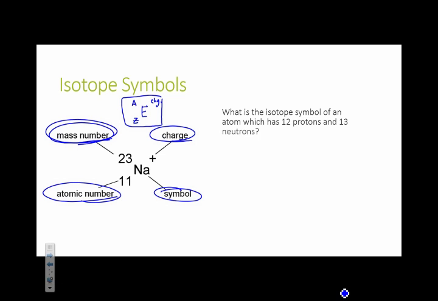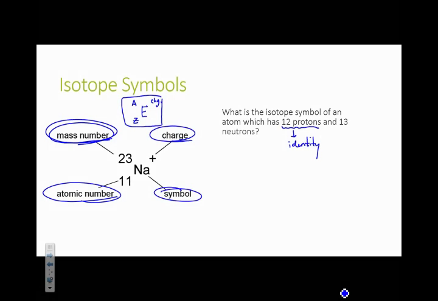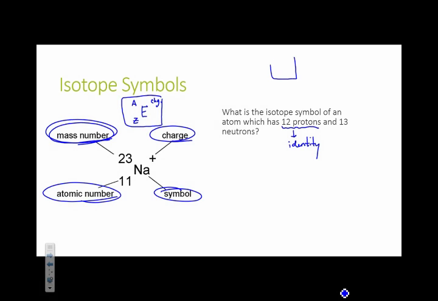What is the isotope symbol of an atom which has 12 protons and 13 neutrons? The 12 protons is going to tell me the identity of the atom, because protons tell me the identity of atoms. The neutrons don't, right? We just illustrated the fact that my number of neutrons could be different, but I could still have the same type of atom.